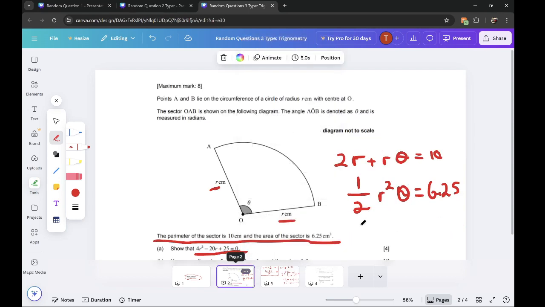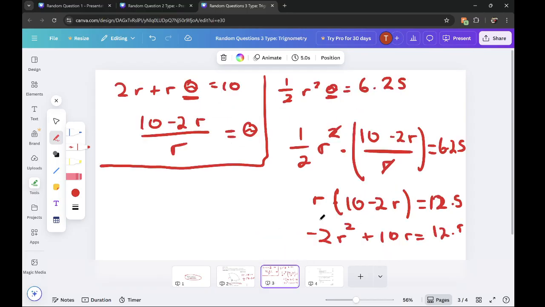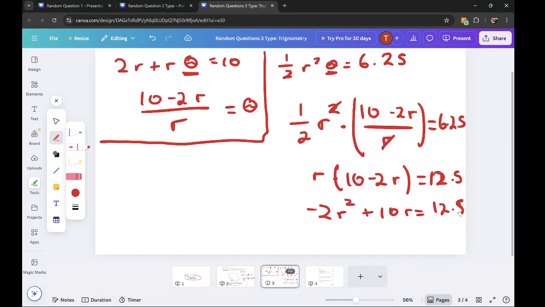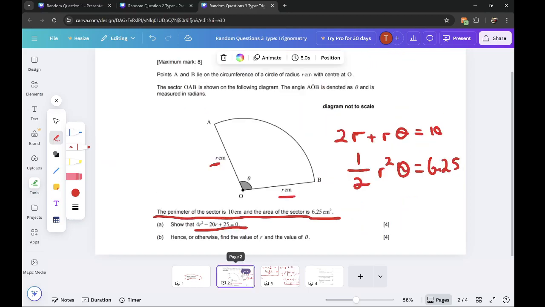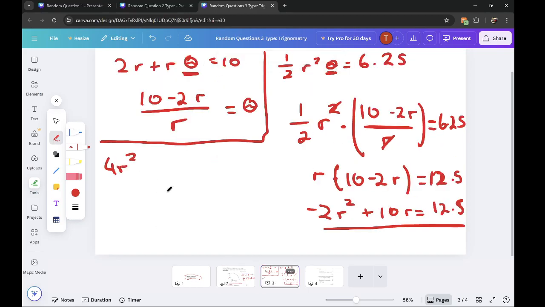And what if they ask what the quadratic equation is? It's 25. If you can't tell already, let me write down both equations really quickly. This is the equation that we've gotten currently, and the equation they want is 4r squared minus 20r plus 25 is equal to 0, versus what we have: minus 2r squared plus 10r minus 12.5 is equal to 0.